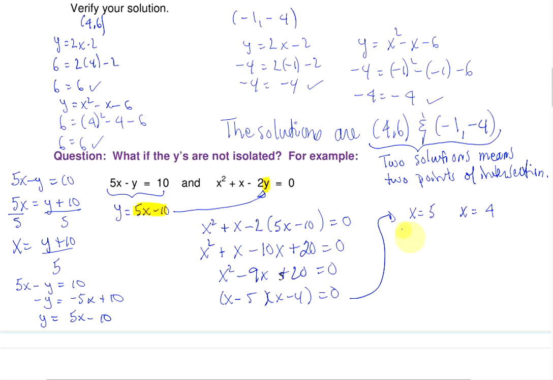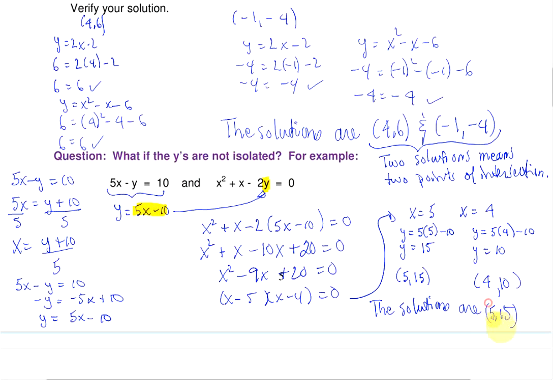So the first one, we're going to plug 5 in for x. So we're going to get y equals 5 times 5 minus 10. So we get 25 minus 10, which is 15. So we have one point of intersection at 5 and 15. And then we're going to plug in 4. So we go 5 times 4 minus 10. That gives us 20 minus 10, which is 10. And so our second point of intersection is where x is 4 and y is 10. And so these solutions are 5 and 15 and 4 and 10. Okay, and because we don't have a lot of room here, we can't verify, but you should really verify. Okay, and the next video will take us into example number 2.